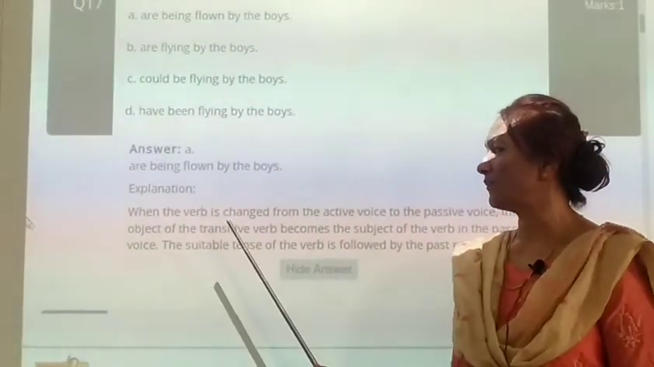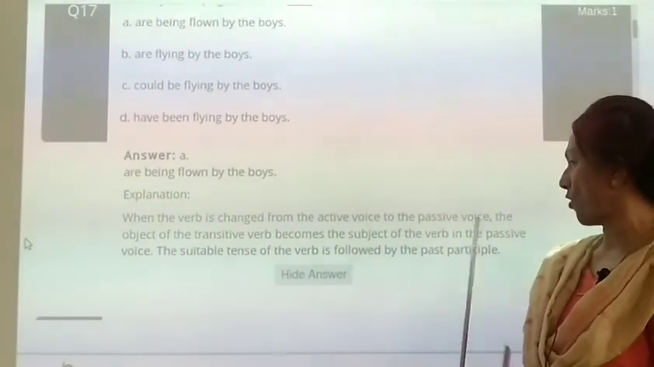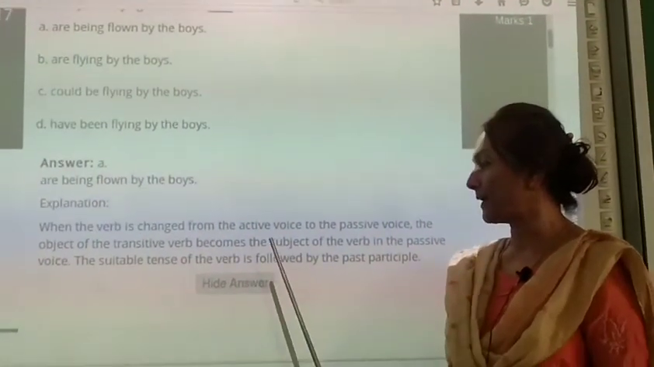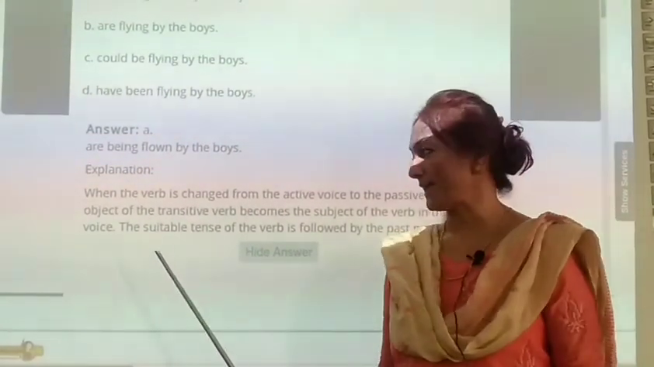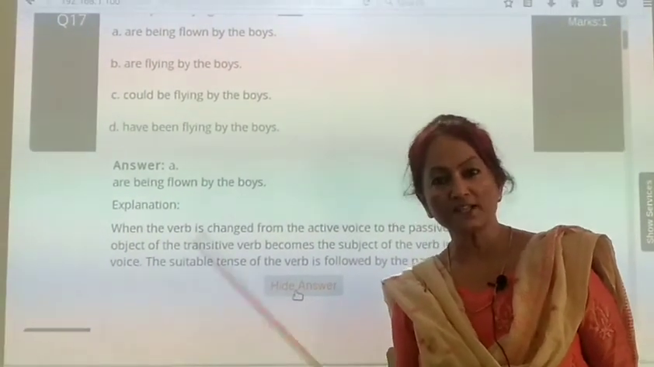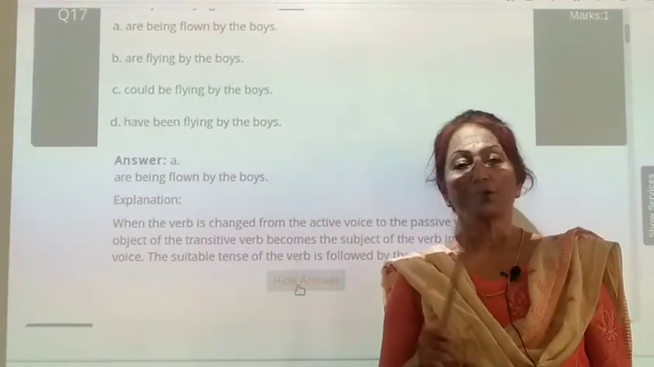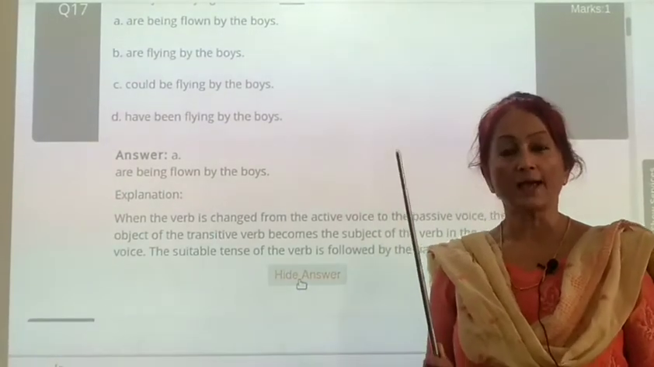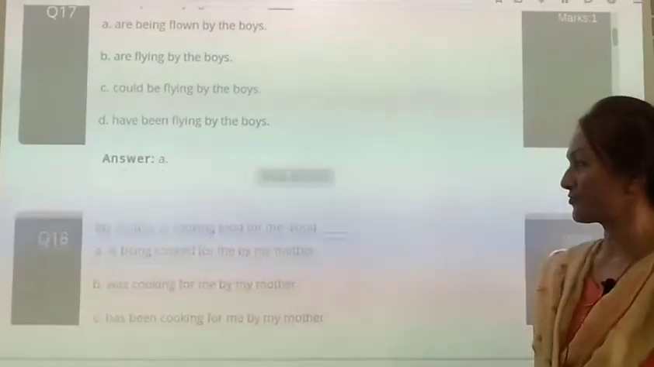Explanation. When the verb is changed from active voice to the passive voice, the object of the transitive verb becomes the subject of the verb in the passive voice. Whatever is subject in active voice, once you change it into passive, it becomes the object. You remember this. Very easily you can convert active into passive. Okay, remember this. Next question.